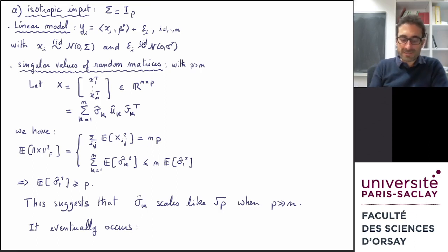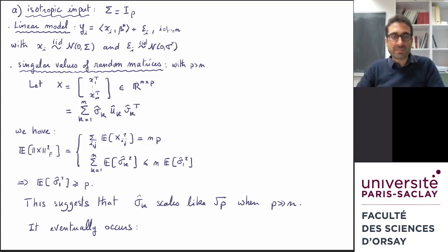So if you take the Frobenius norm squared of x, you can write what it is. The Frobenius norm is just the L2 norm of the entries. So it is equal to the sum over i, j of the x_ij squared. Taking the expectation, since x_ij is N(0,1), this sum, where i goes from 1 to n and j goes from 1 to p, is equal to n times p.